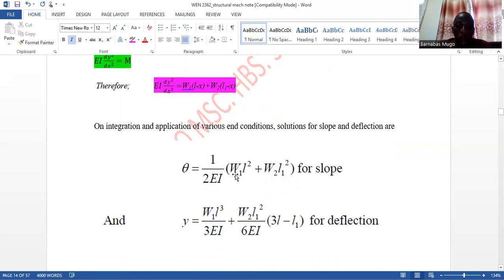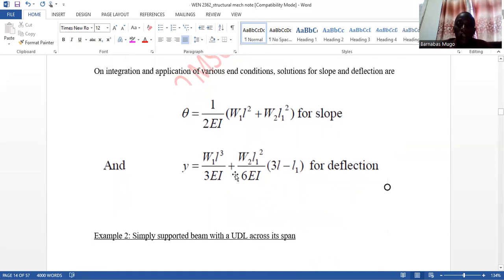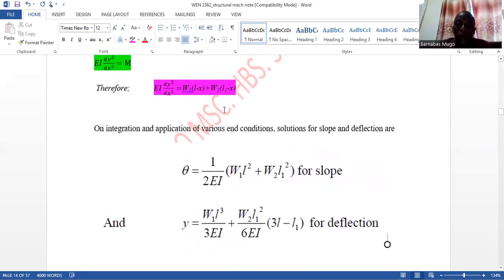You can use slides, different people like your calculus lecturer or your class teacher, subject teacher, in order for you to be able to know how to do this calculation. So integrating the first time is going to give us the slope, and then if you integrate the second time, it is going to give us the deflection.